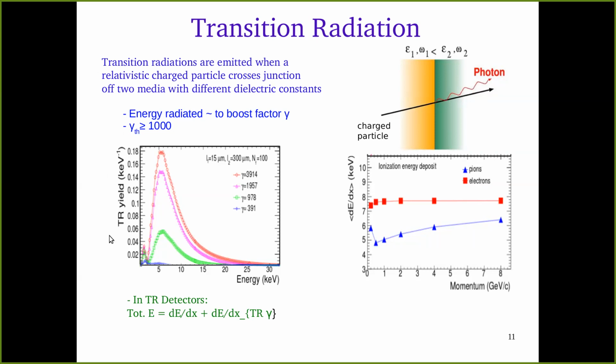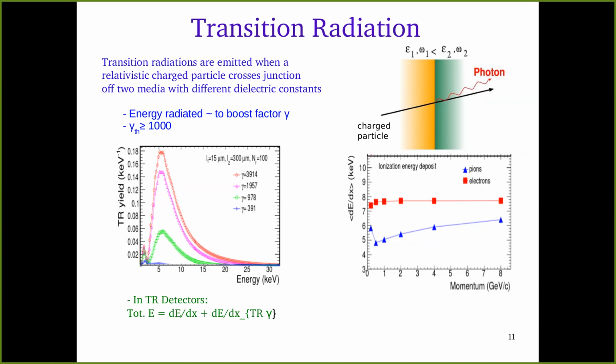A lot of R&D was done to determine the appropriate value of gamma, or the critical value of gamma beyond which the energy of the photons is significant enough to be converted into a sizable, detectable signal. It was found that beyond a gamma threshold of 1000, you actually get a significant amount of energy deposition. In transition radiation detectors, it is a combination of two energy losses. One is the specific energy loss, like the ionization energy loss I discussed a few slides earlier, and the other is the energy loss from the transition photons.